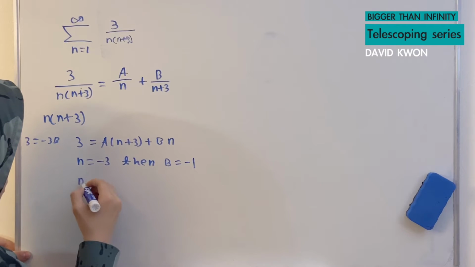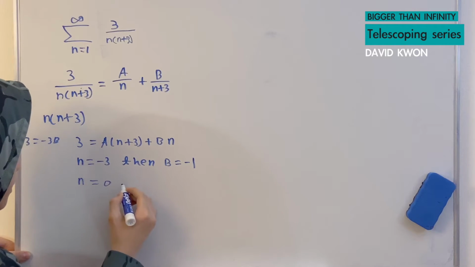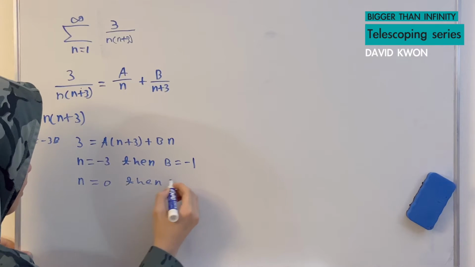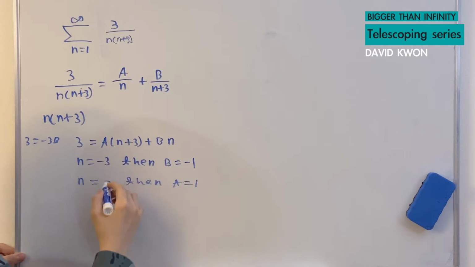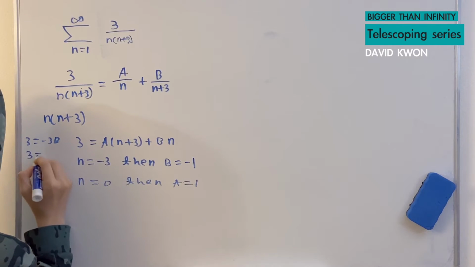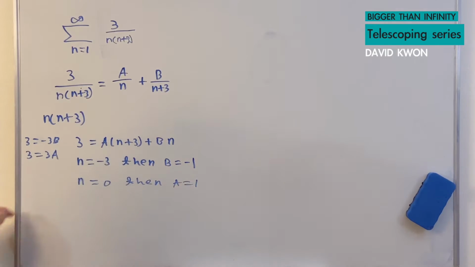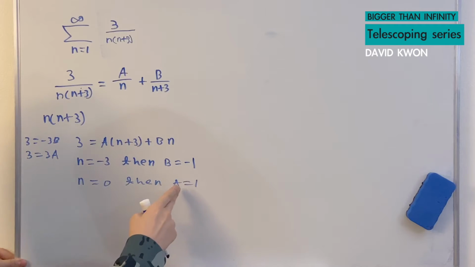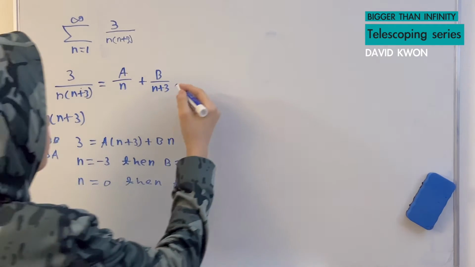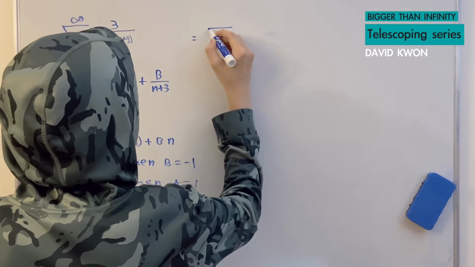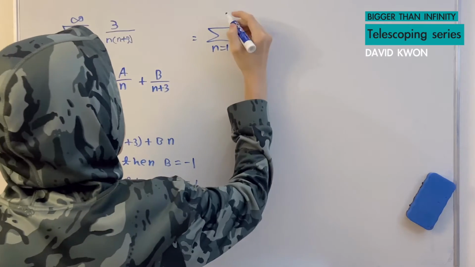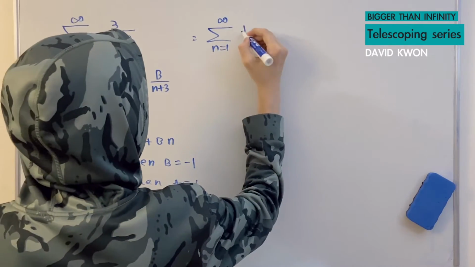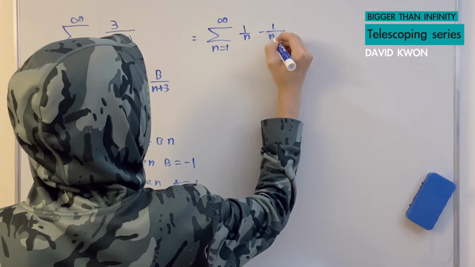Okay, so now when we set n is equal to 0, then we have that a is equal to 1. Because 0 times b is equal to 0, but putting it in there, we have that 3 is equal to 3 times a, and a is equal to 1 from this. So now the values that we got for a and b, I will put it in there, which we get from the summation, when n is equal to 1 through infinity of 1 over n minus 1 over n plus 3.